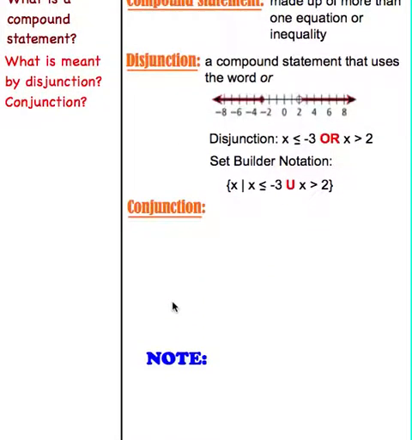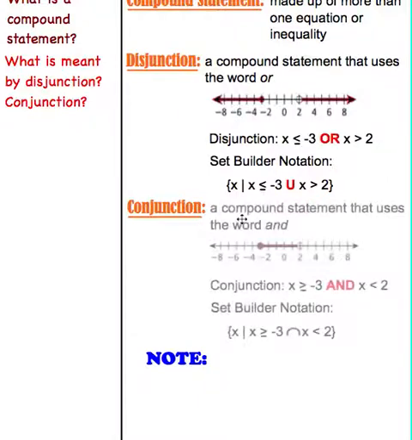A conjunction, on the other side, is a compound statement that uses the word and. That's where it's going to be shaded in between, because it's a situation where it shades both directions and ends up shading the whole line. However, because it says and, we need where it is true for both, which is in between. The set builder notation for this one, if we have x is greater than or equal to -3 and x is less than 2, would be x such that x is greater than or equal to -3 intersected with x is less than 2.